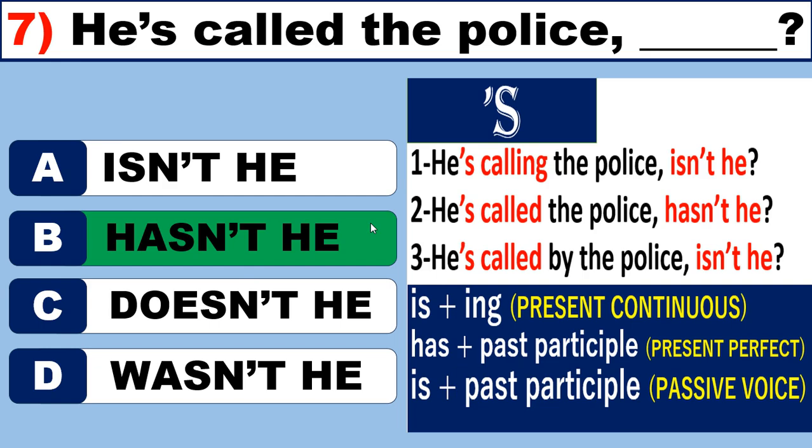Donc apostrophe s en anglais, ça peut signifier is, ça peut signifier has. C'est le premier challenge chez les élèves. Donc he is calling the police, c'est isn't he, c'est he is calling, present continuous. He's called the police, ça c'est le present perfect. He has called the police, hasn't he. Maintenant à la phrase 3, c'est la voix passive. He is called by the police. Il est appelé par la police. C'est la police qui l'a appelé. Isn't he? So is plus ing is present continuous. Has plus past participle is present perfect. And is plus past participle is the passive voice.